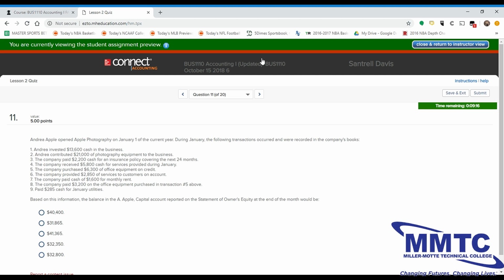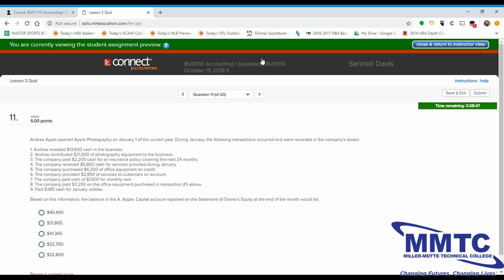She gave $21,000 for equipment. Or did she buy equipment, or she gave us $21,000 worth of equipment? It says Andrea contributed $21,000 of photography equipment to the business. Okay, so she gave us $21,000 worth of photography equipment. So in addition to cash, she gave us some property. Okay, all right, go ahead.